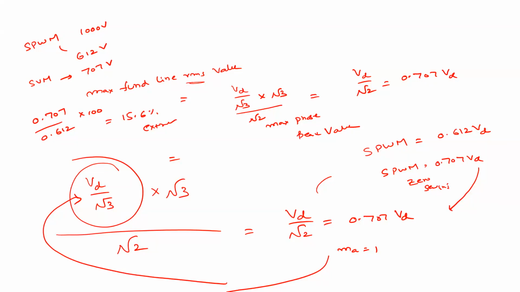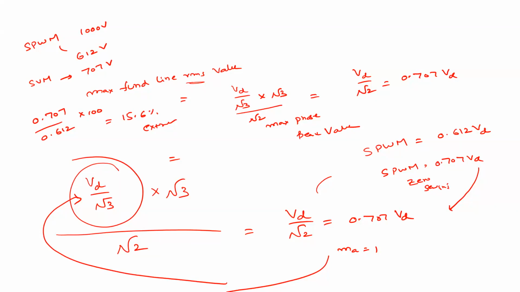The meaning is that with the same voltage available on the DC side, the space vector modulation technique gives you more voltage when compared to the sine PWM technique. How much more? That is 15.6%, without going for over modulation.